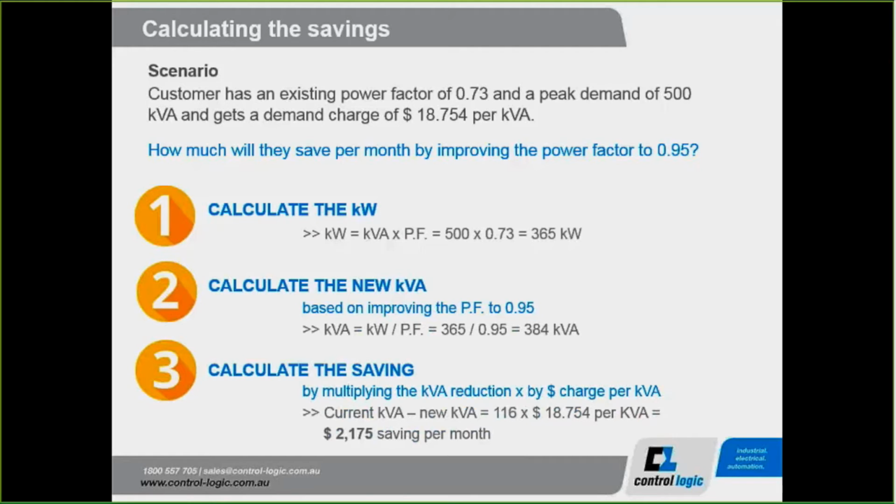The customer is getting charged $18.75 per kVA, so multiply 116 by the per kVA amount, and you've got a saving of $2,175 per month. Multiply that by 12, and you're up over $25,000. Now it depends, of course, on the size of power factor correction unit you've had to install and the installation costs, which can be site specific. But for a unit of capacity to achieve this on a 500 kVA peak demand and a 0.73 power factor, you'd be looking at a return on investment of approximately around the 12-month mark. After that, you're saving $2,175 per month.